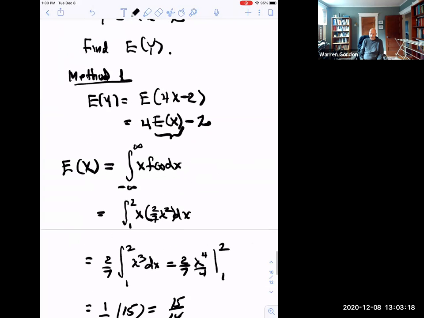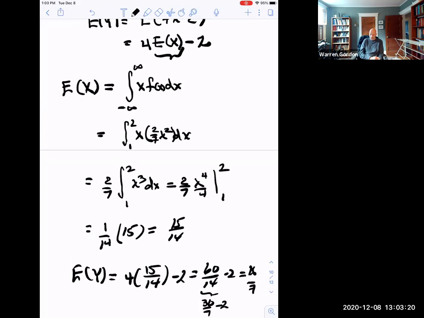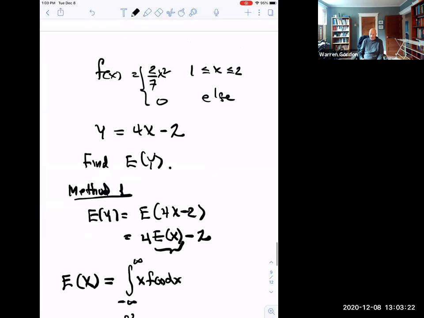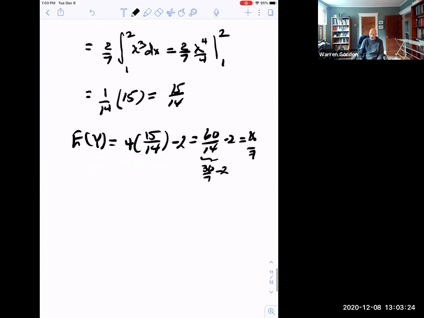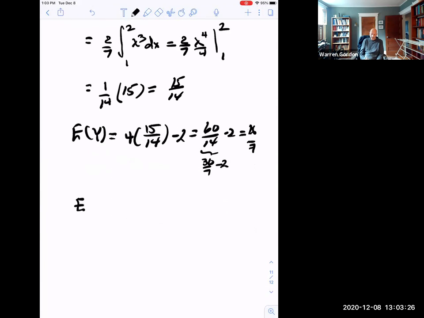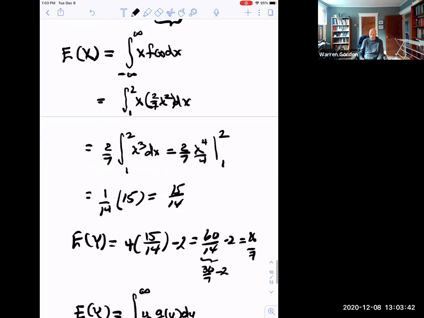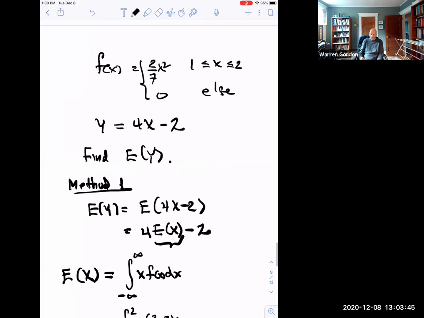Now, let me show you, because the last time I gave this problem, I remember somebody did something else. The other way of doing this problem: E of y is equal to the integral of y times g of y dy, where g of y is the PDF of y. Let me show you why this is the harder way of doing the problem. So we first have to find g of y.